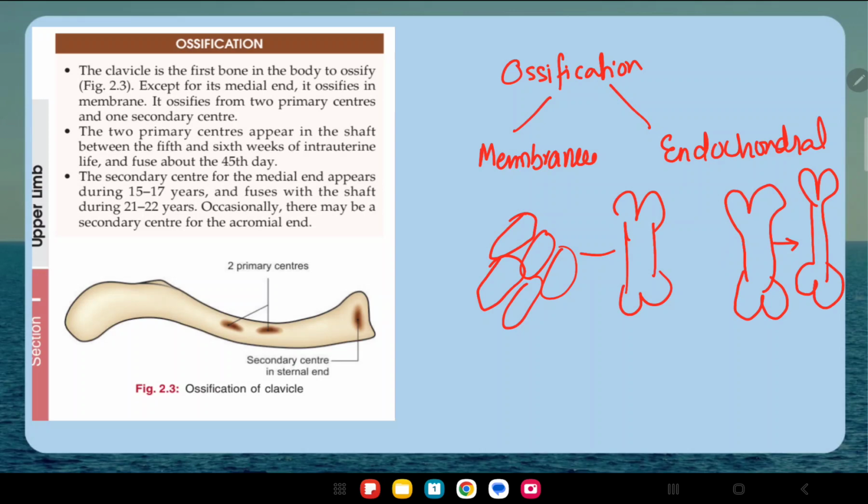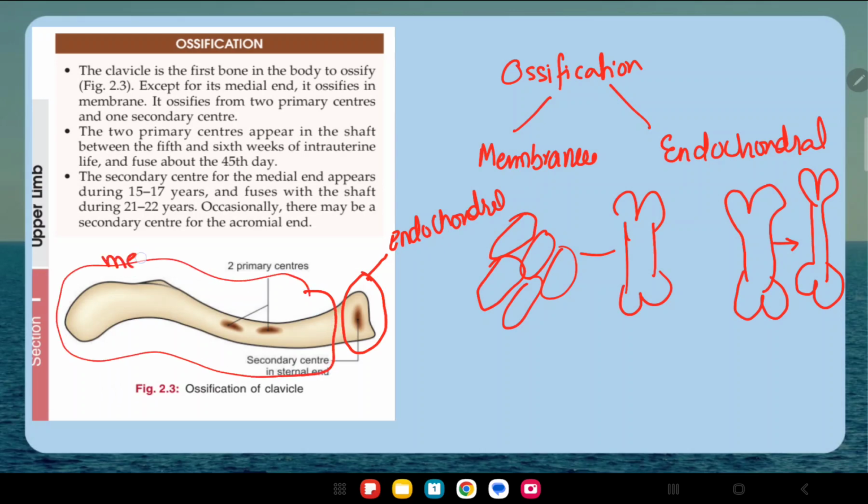So they are saying, except for its medial end, this means that the medial end ossifies through endochondral ossification, whereas the remaining part of the clavicle ossifies by membranous ossification. If you want me to make a video on membranous and endochondral ossification, do comment.